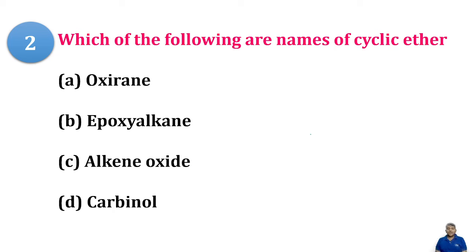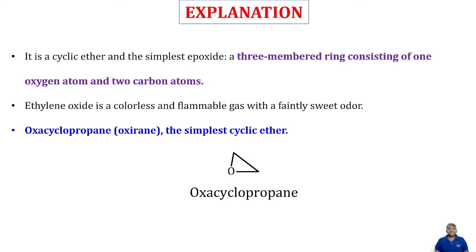Which of the following is the name of the cyclic ether? A 5-membered ring structure with oxygen as the heteroatom is furan. But for the cyclic ether, we can say it is oxirane. Oxirane is the cyclic ether.